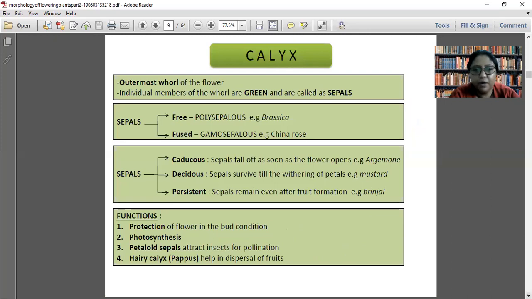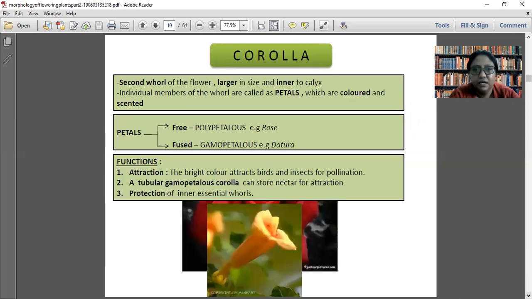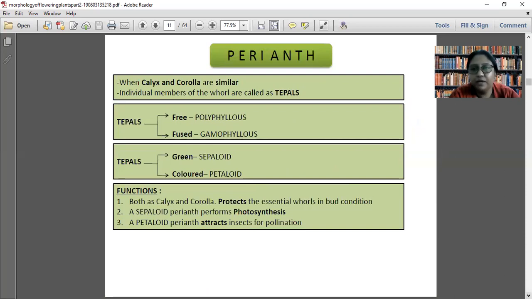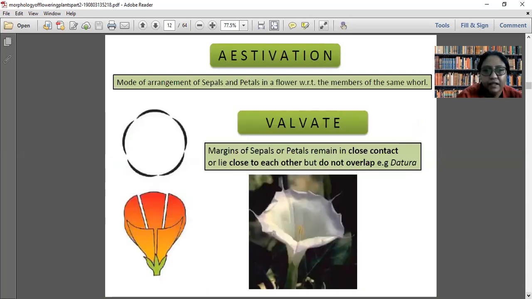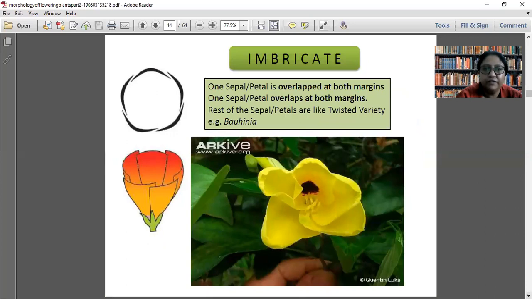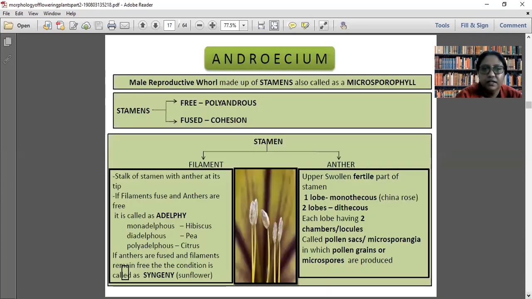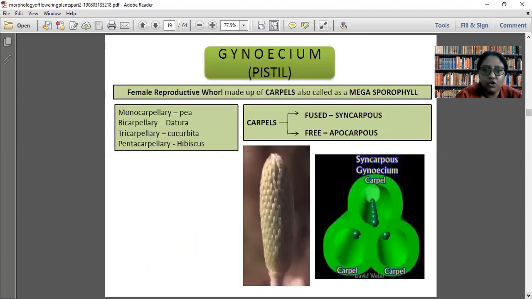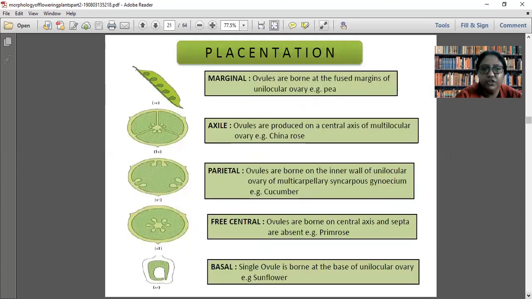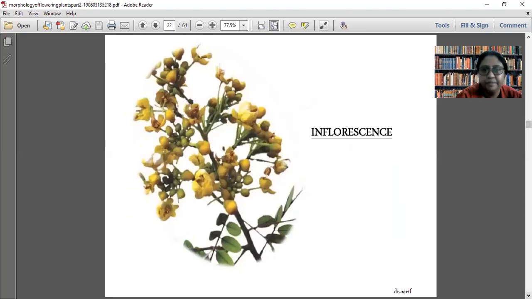So we talked about calyx also, that how they can be polysepalous, gamosepalous, corolla, polypetalous, gamopetalous. We talked about perianth, which is doing dual purpose, it is a combination of calyx and corolla. We talked about valvate, twisted, imbricate. Here also we wrote it in the form of formula. We talked about androecium, gynoecium, placentation.